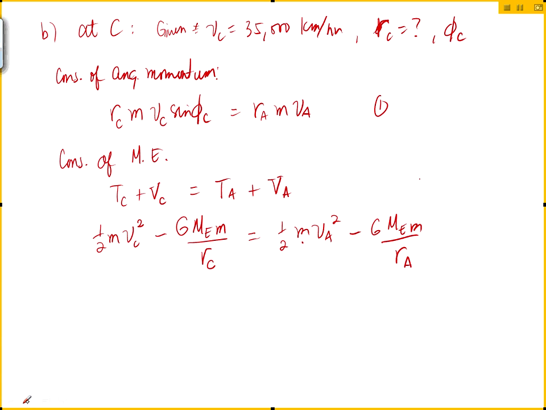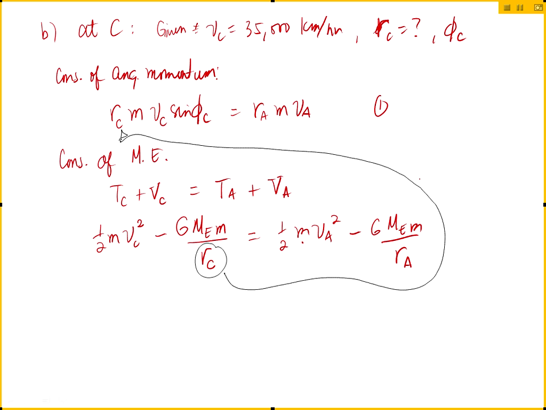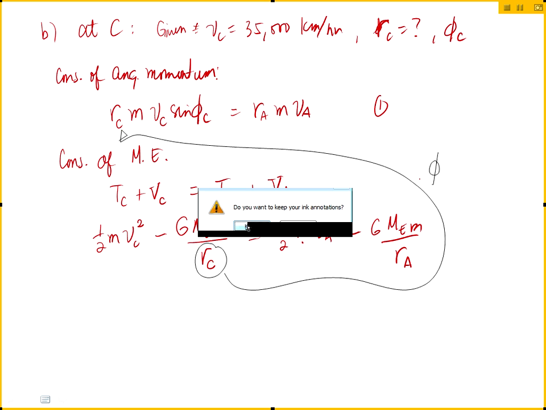What are the unknowns here? So the only unknown is really RC, right? And once we find RC, we can substitute that RC into this equation in order to find the speed at C. Okay? So the only thing new about this problem is not only do we know that angular momentum is conserved because it's in central force motion, but since that force also happens to be a conservative force, the total mechanical energy is also conserved.